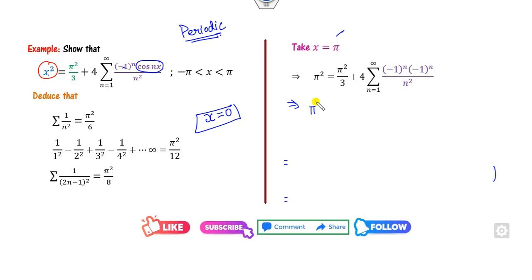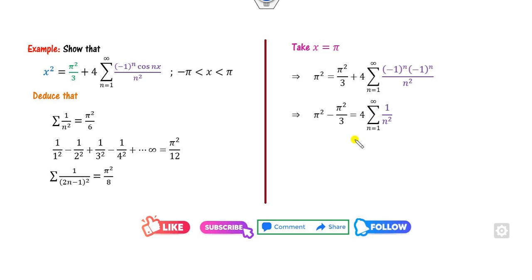So I can take minus pi square on the left hand side. This is my 4. What is this value? This number will be my 1. Fine. So this is mine. Now you can open this. I can take the LCM. 2 pi square by 3 minus 4 times 1 over 1 square, 1 over 2 square, 1 over 3 square and so on.